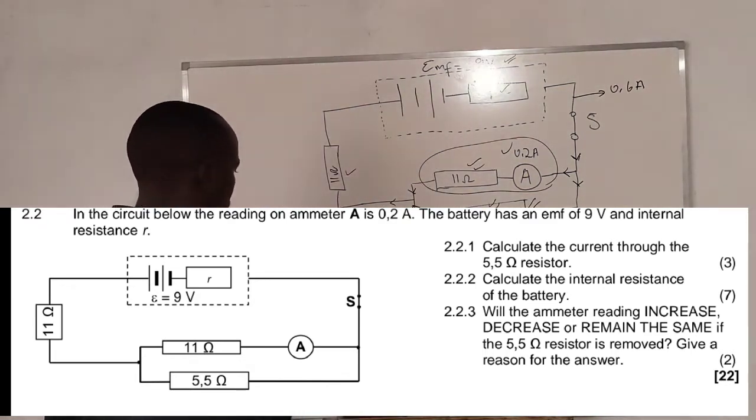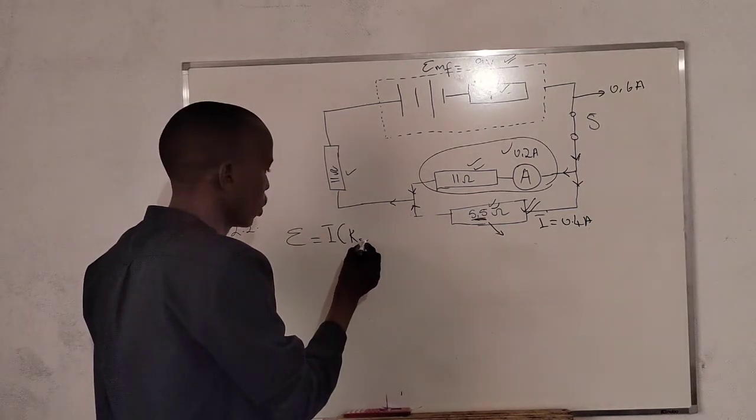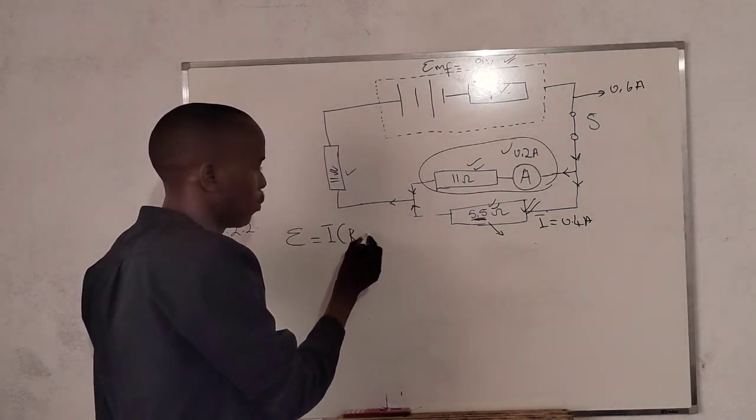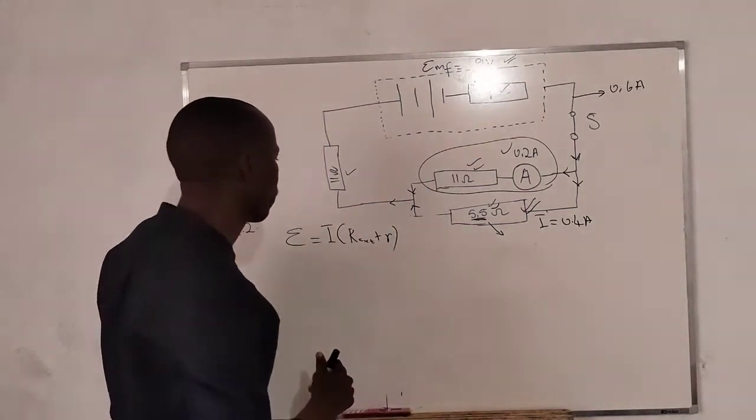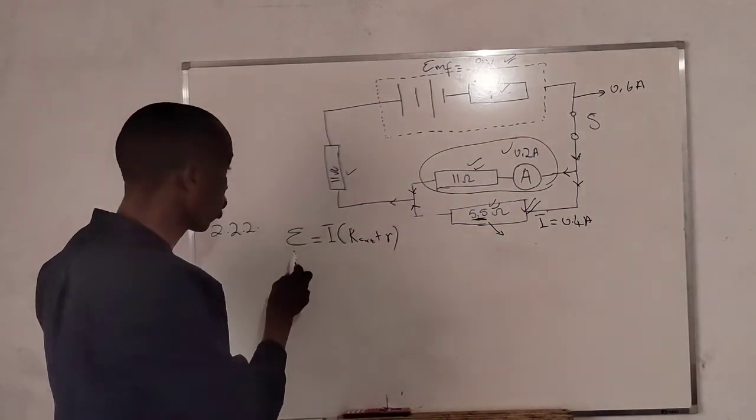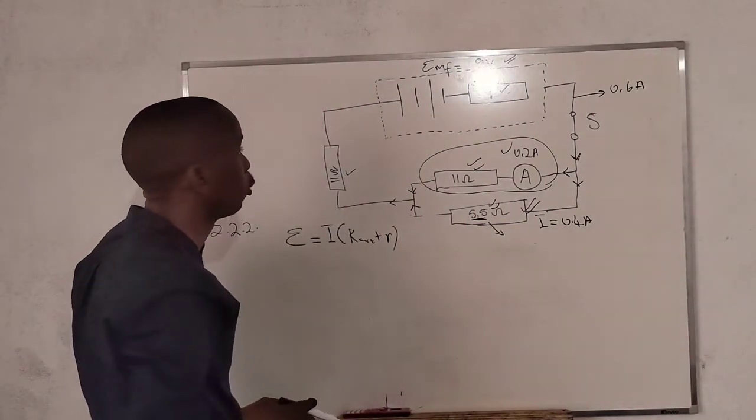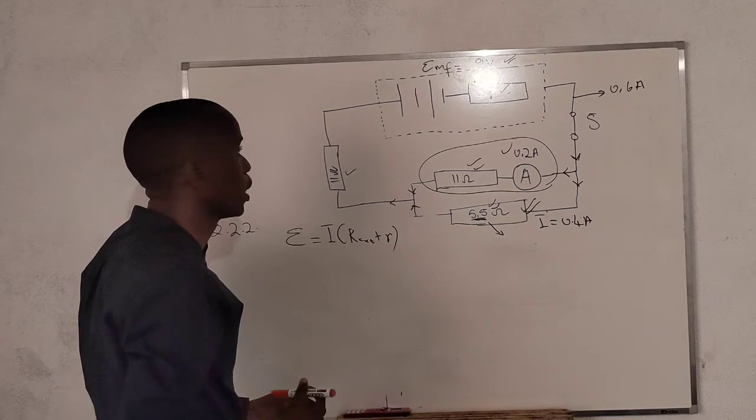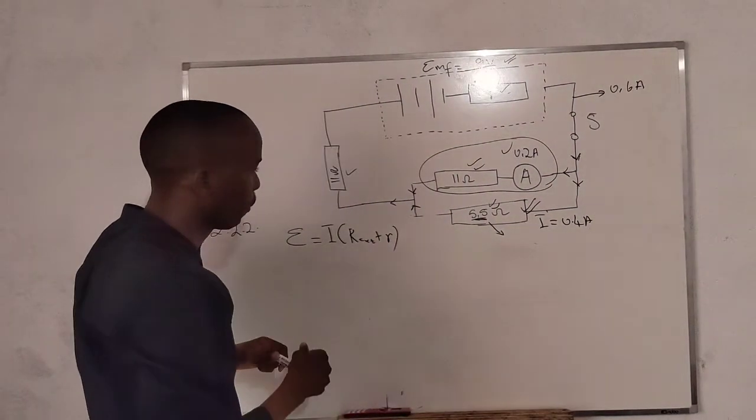We have got the formula. The formula is EMF is equal to I, then R, this external resistance. Sometimes it can just be written as R external plus R, small letter r. We're looking for r. And then what I can do here, we know the EMF is 9 volts. The EMF of the battery is 9 volts. That is our EMF. And then we also have got the V load.